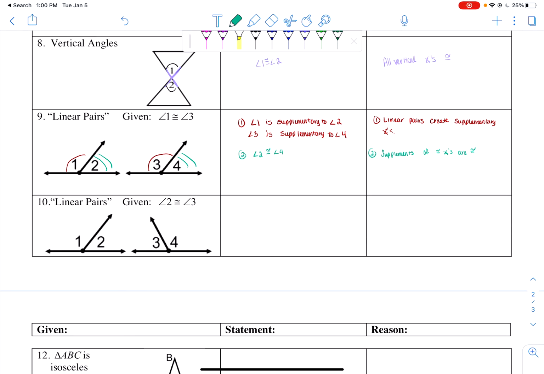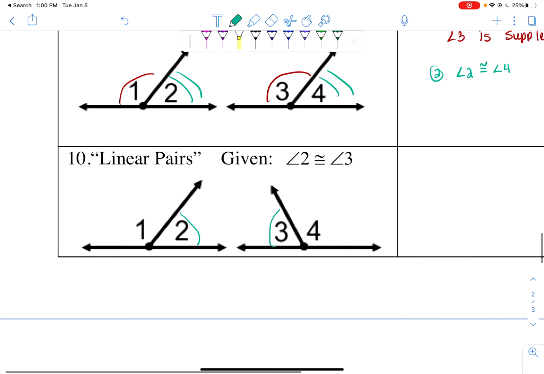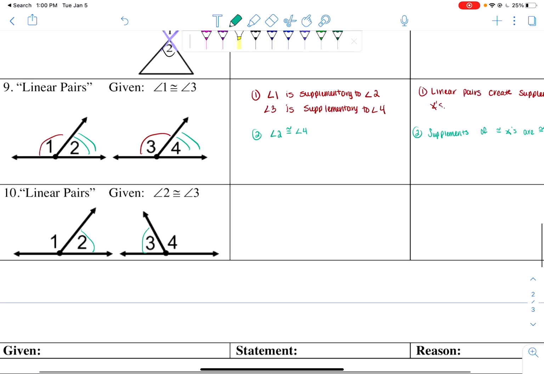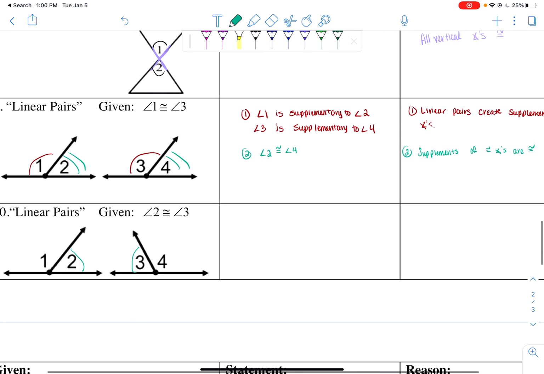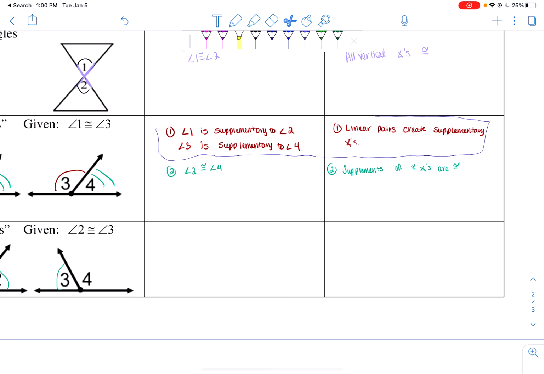Now with this example, it's the exact same thing as above. In this case, I'm given angle 2 is congruent to angle 3. So I can say that angle 1 is supplementary to angle 2, and angle 3 is supplementary to angle 4. And then my reasoning would be linear pairs create supplementary angles. So I'm just going to copy and paste what we wrote up here. It's the exact same visual. I'm just giving you a different given.